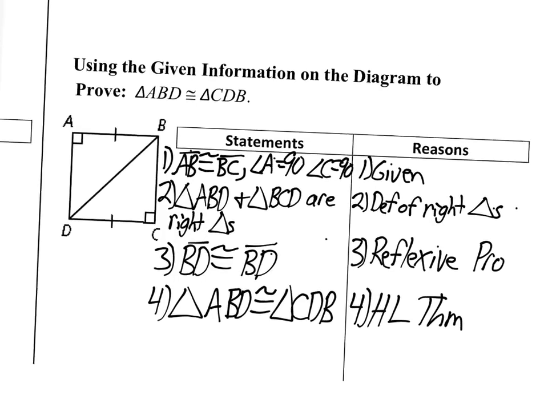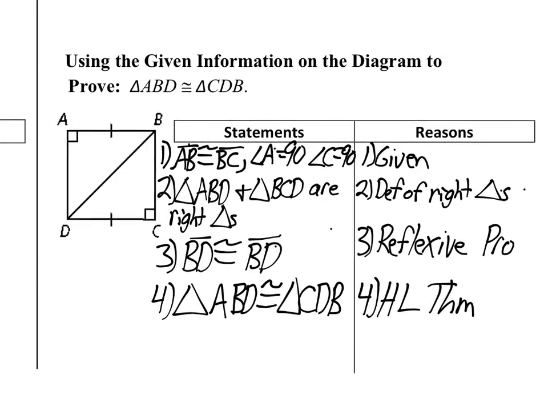Now I'm looking at what else I see. If I have right angles, that tells me I have some right triangles. So triangles ABD and BCD are both right triangles because of, again, the definition of right triangles. Now I'm seeing I have legs that are congruent, but I need a hypotenuse. I think it's this piece right here. It's the longest piece. It's directly across from my right angles. So I said BD is congruent to BD because both triangles use BD. The reason for that is the reflexive property.